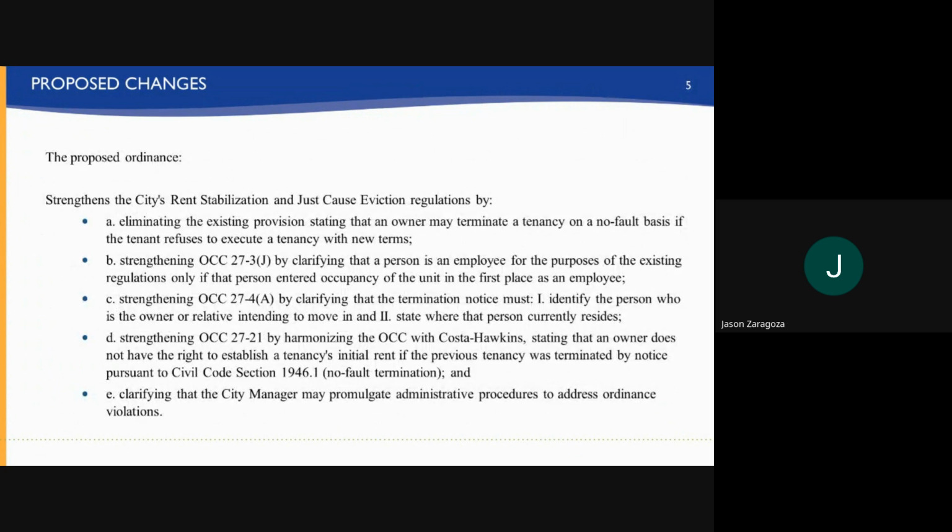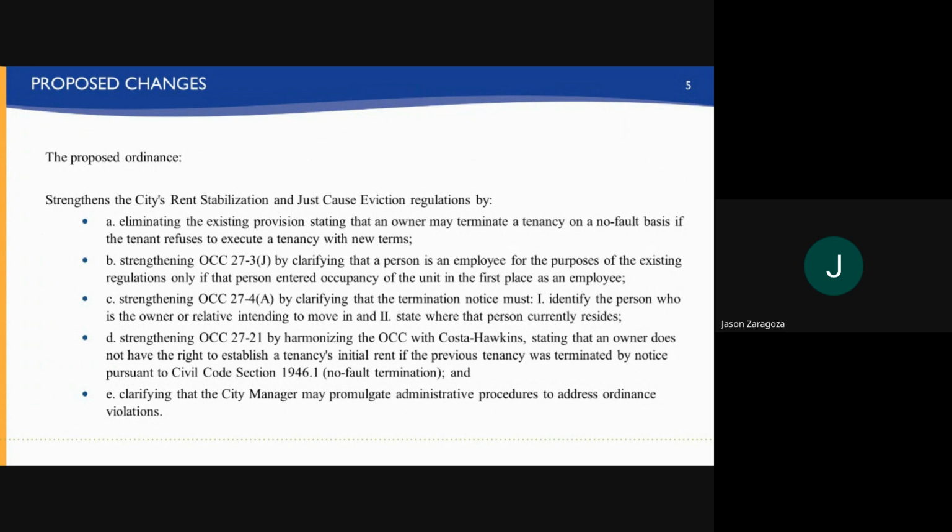The proposed ordinance also strengthens the city's rent stabilization and just cause eviction regulations. It eliminates the existing provision stating that an owner may terminate a tenancy on a no-fault basis if the tenant refuses to execute a tenancy with new terms. It also strengthens the regulations by clarifying that a person is an employee for the purposes of the existing regulations only if that person entered occupancy of the unit in the first place as an employee.